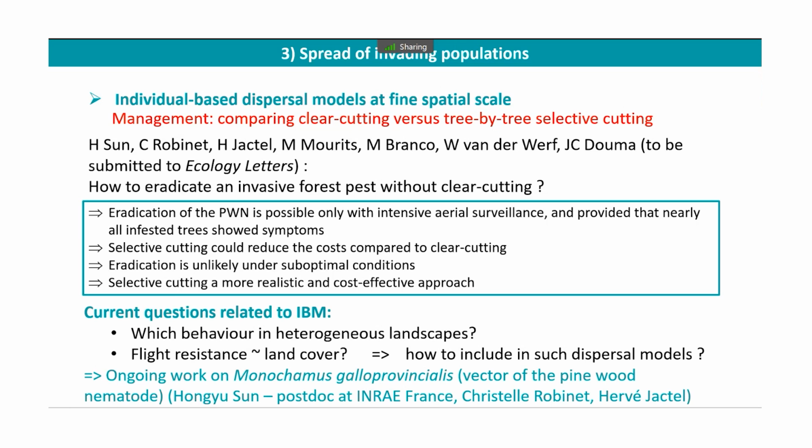And so our current questions regarding this study are: what is the behavior of the insect vector in heterogeneous landscapes? How could we infer a flight resistance according to the land cover, and how to include this type of parameter in such a dispersal model? So this is ongoing work. Anju was a PhD student at Wageningen University, and now she's a postdoc with me in my lab. We are doing this work also with Hervé Jactel.